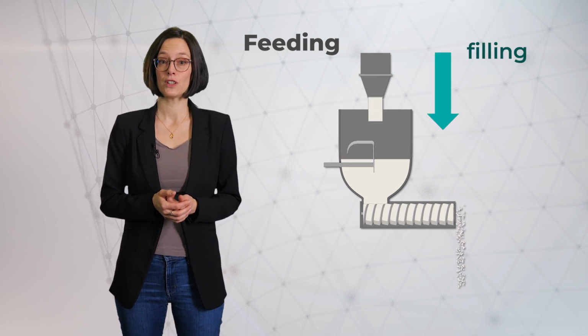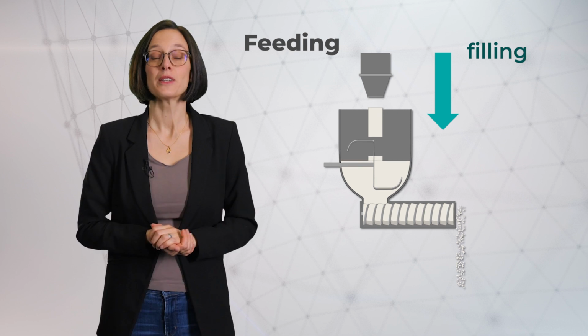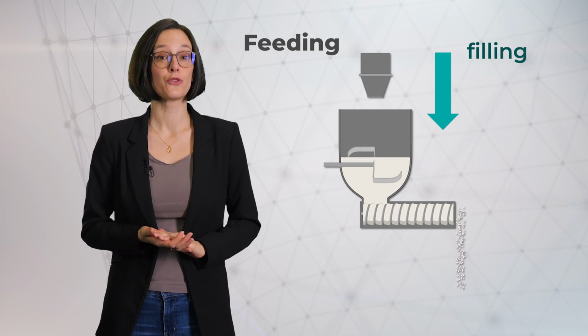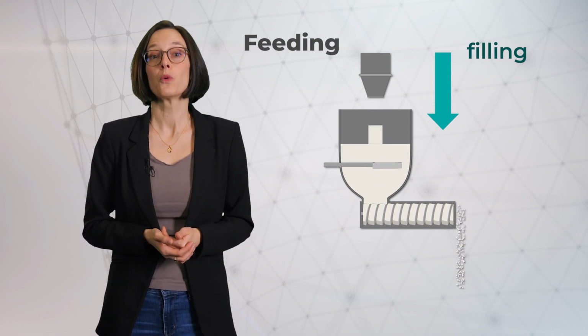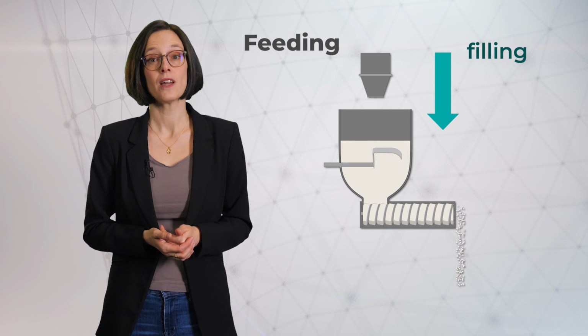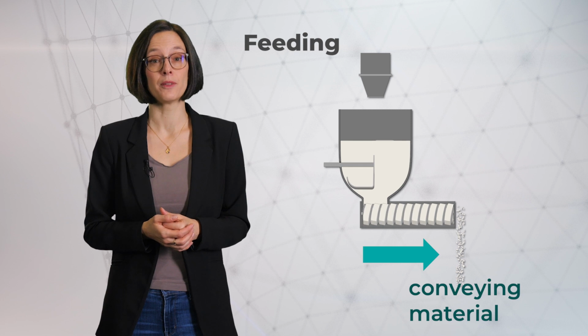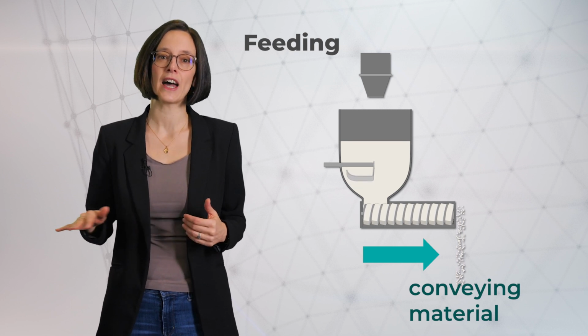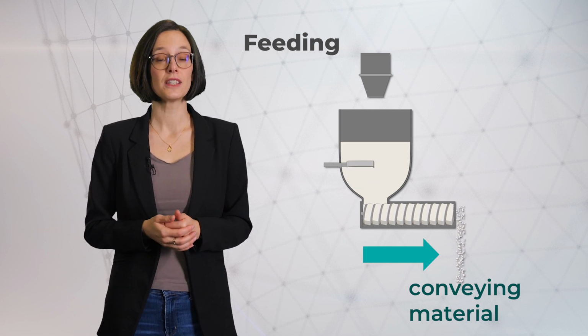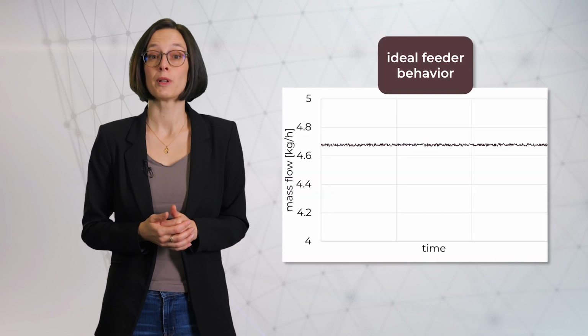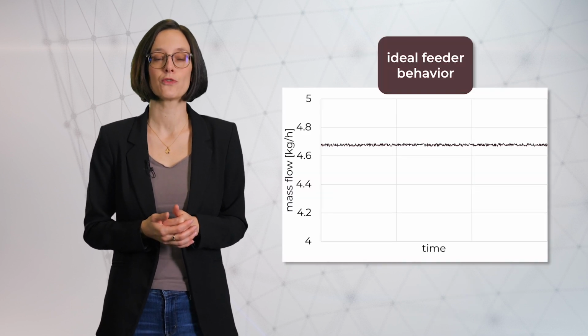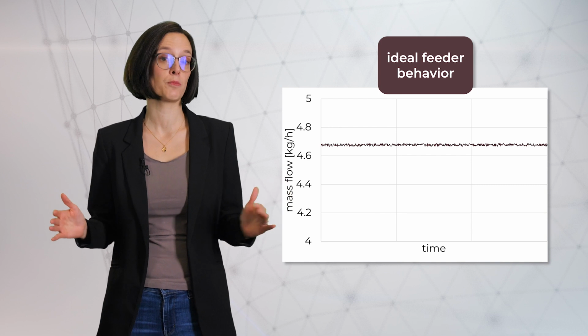In this animation, you see a feeding process. The process steps are filling the feeder or the feeder hopper with material from a storage vessel, which happens from the top, and the feeding of the material. The material is conveyed out through the outlet in a continuous manner. For optimal production line operation, the mass flow rate should be as constant as possible.